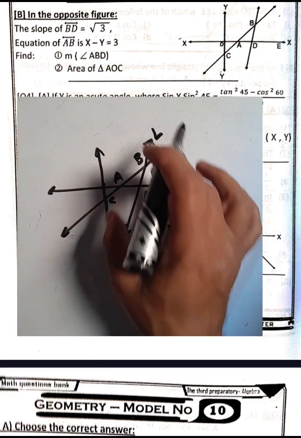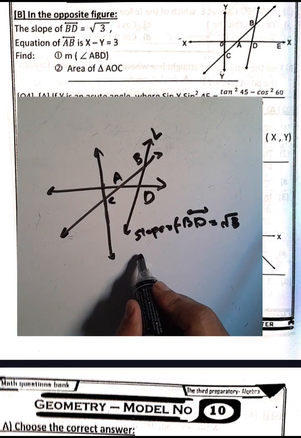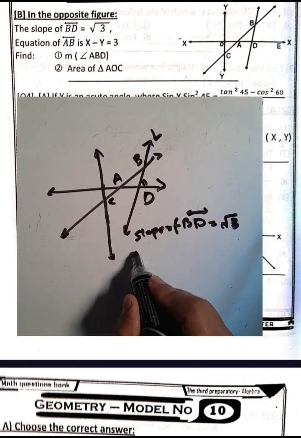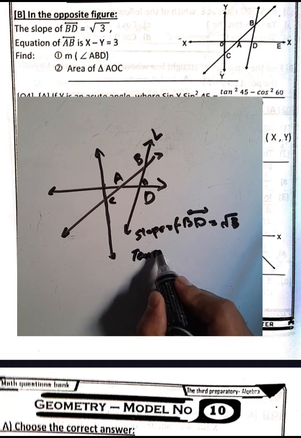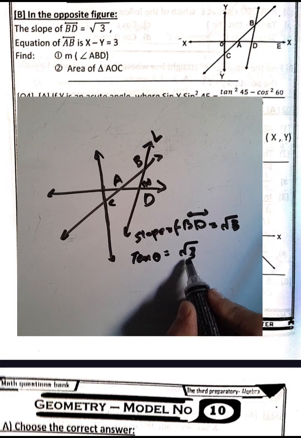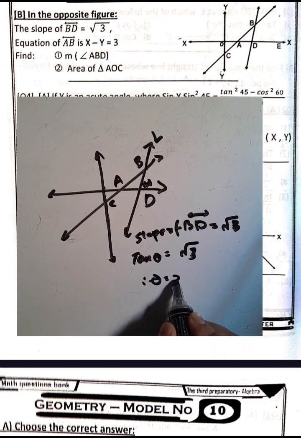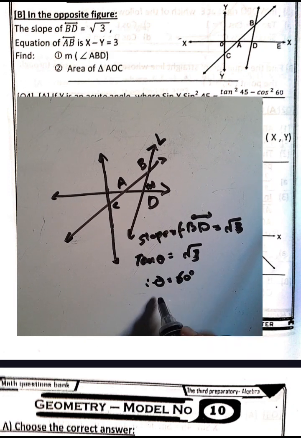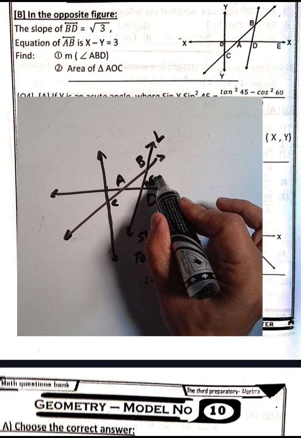The slope of BD equals √3. Then we can write this angle. We call it theta. tan theta was √3 because the slope equals √3. Then theta will be 60 degrees because tan 60 equals √3. Then the measure of this angle will be 60 degrees.